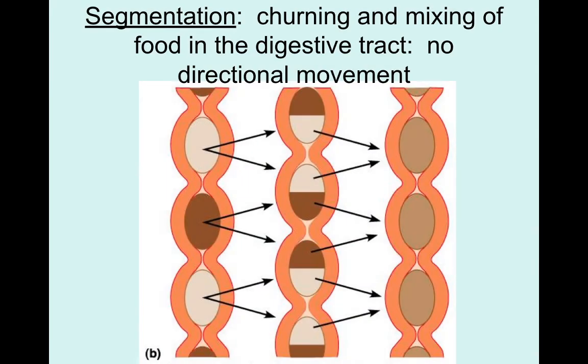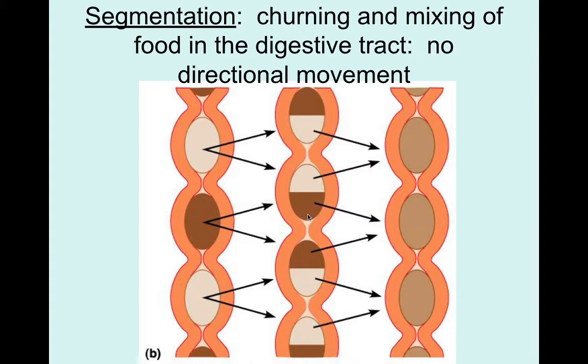The other movement is called segmentation. This does not involve any forward movement of the material. This is the mixing and churning of the food in your digestive tract, combining it with digestive enzymes, acids, and other secretions so that digestion can occur. So basically you can see in this diagram we have some white material and brown material. As segmentation occurs, it becomes tan, okay? So we're not moving it forward, we're just sitting there mixing and churning it.